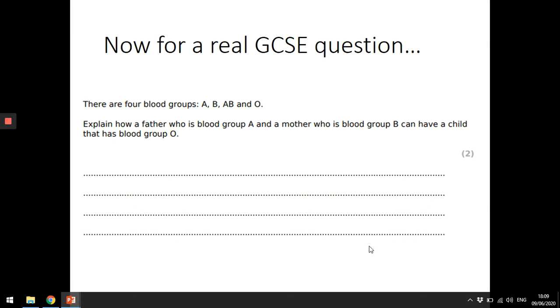Now let's have a look at a real GCSE question. If we look here, there are 4 blood types, A, B, AB, and O. Explain how a father who is blood group A and a mother who's blood group B can have a child that is blood group O. If you want to stop the tutorial now and have a go at that, I'm going to release the answer to that.